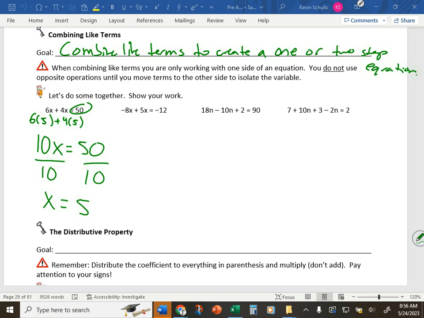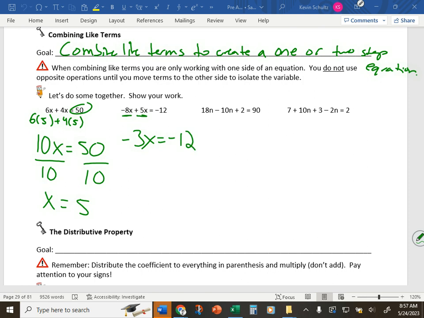If I know you know this, I'll wait for someone to give me the answer. Negative 8x and 5x. All right, and what is negative 8x and 5x? Negative 3x, right? Negative 8 plus 5 is negative 3x.